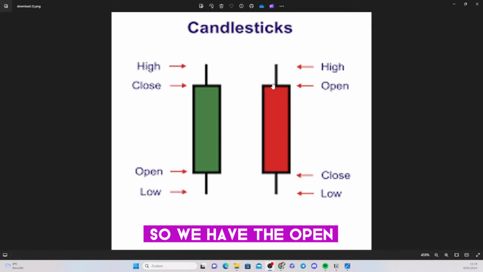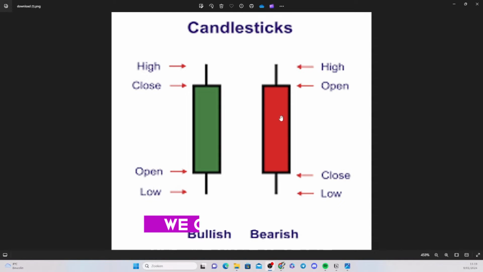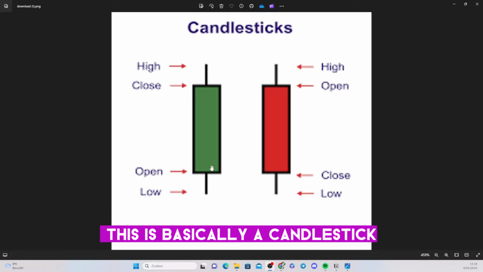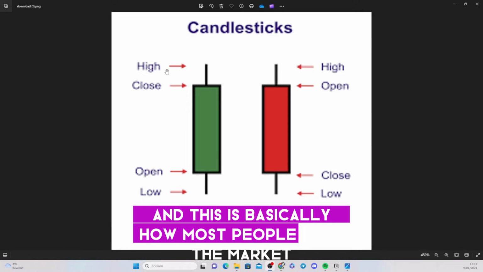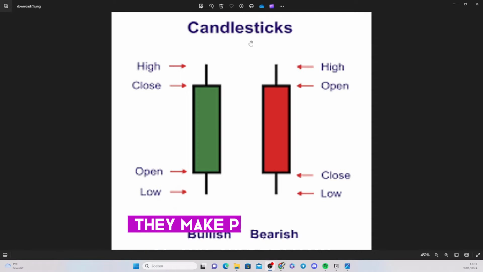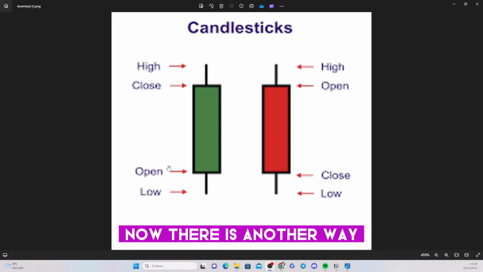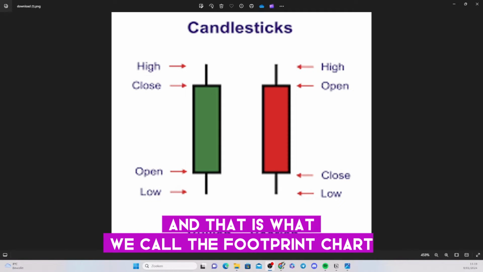So we have the open, buyers step in. Here sellers step in, we go back down, and we have a close. This is basically a candlestick, and this is basically how most people read the market. They make patterns out of these candlesticks and they try to inform themselves like that. Now there is another way, and that is what we call the footprint chart.